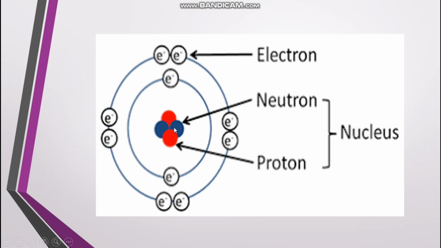We know that positive always gets attracted to negative. Then why don't these electrons get attracted to the proton and fall off the shell? The reason for it is these electrons are orbiting very fast around the nucleus. Because of this speed, it does not fall off the shell.